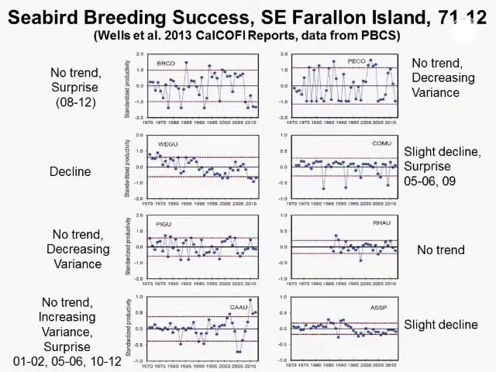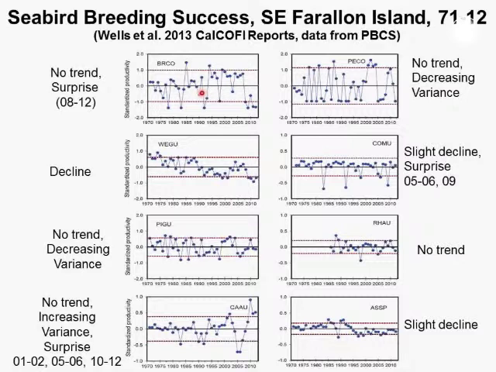So, let's see, I need to move along. There's 8 species here, and let's just take them one by one. So this one here, if you look at that time series, you can see that there's not really a consistent pattern of change in their productivity. So there's no real trend here, but there is this surprise in that in the last 5 years, there's been very, very poor productivity of these cormorants.